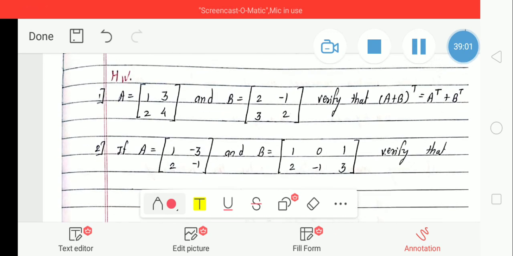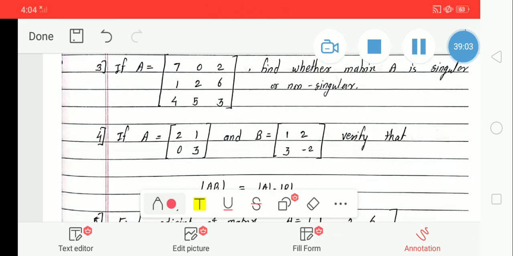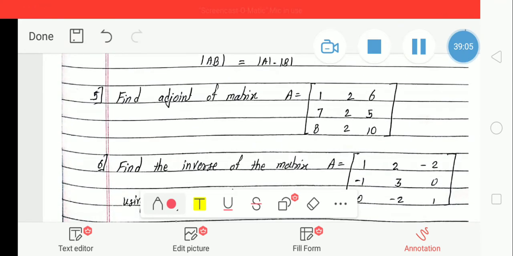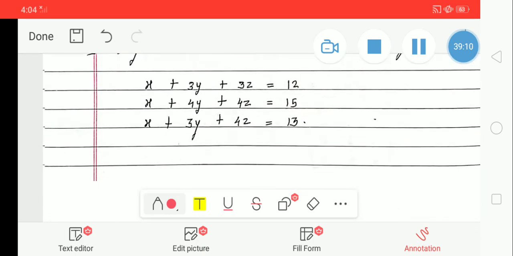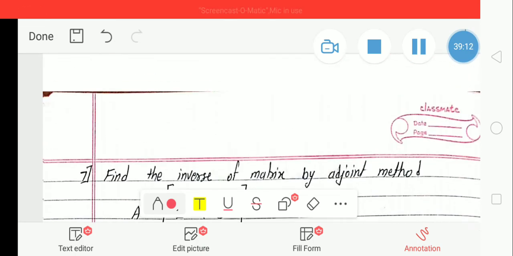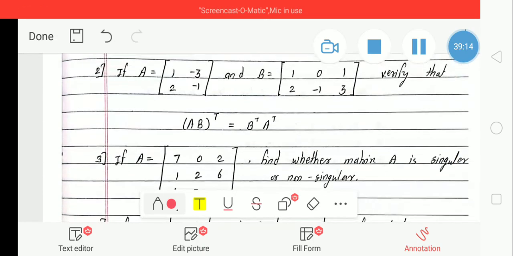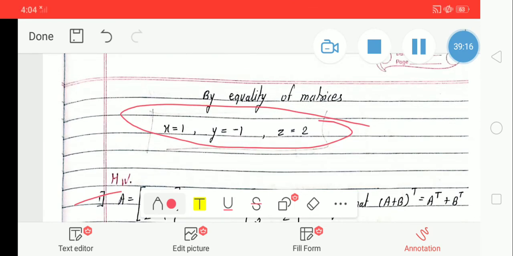Now these are homework for you to solve: this one and this one. In the next lecture we will study partial fractions.